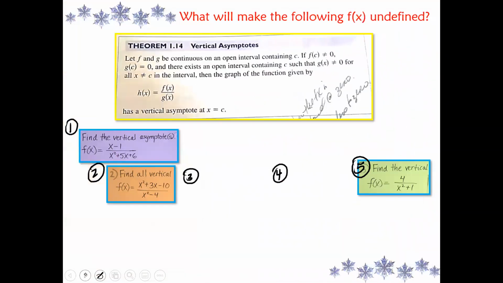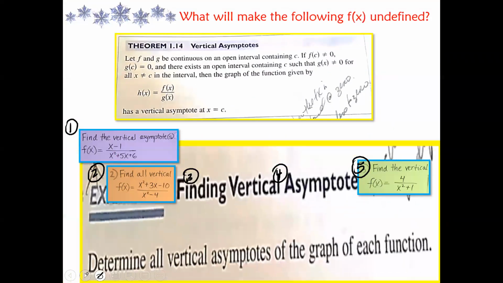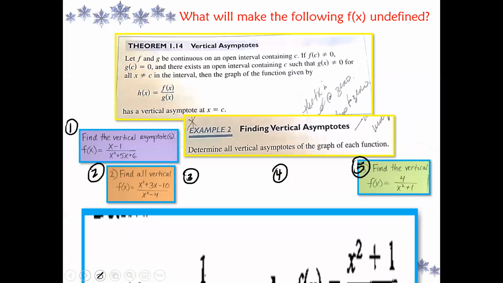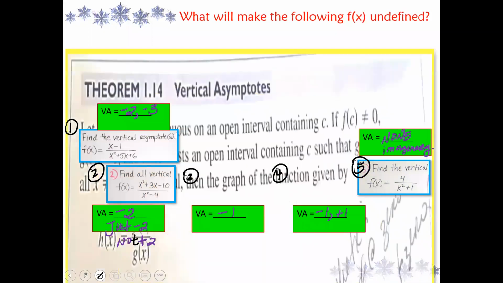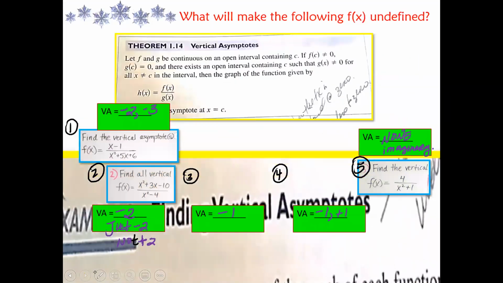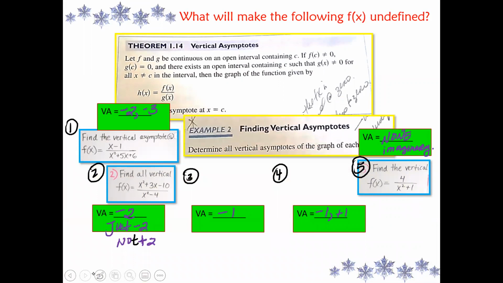Okay, so here I have a few examples of the vertical asymptote that you can now practice on your own. There are 5 examples. You can go ahead and pause this video to find all of the vertical asymptotes. Okay, now here are the answers to the 5 examples that you just practiced.